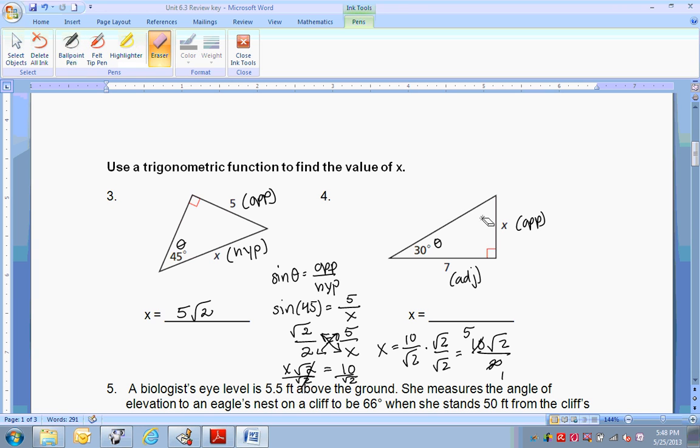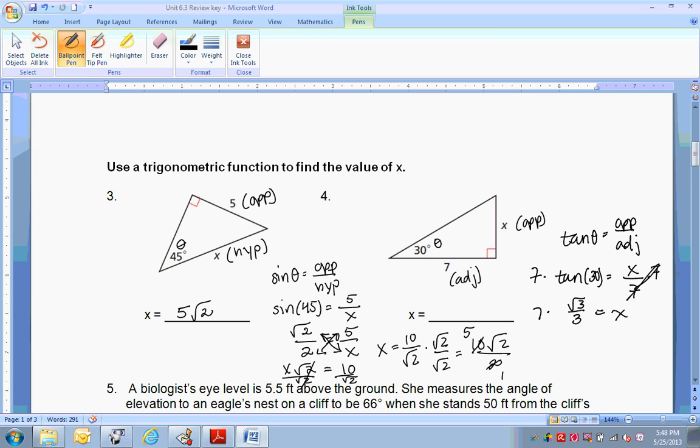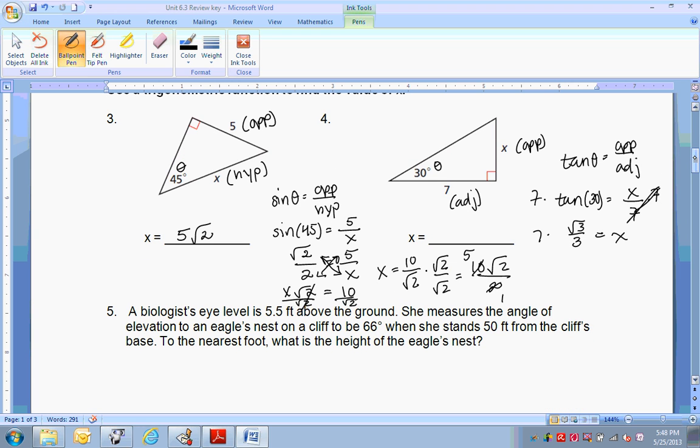So, they've given us our opposite and adjacent, so I'm going to use tangent, because tangent of theta equals opposite over adjacent. So tan of 30 equals x over 7. So then I multiply both sides by 7. So 7 times tangent of 30, which we know is the square root of 3 over 3, equals x. And remember, I found what tangent of 30 is by looking at my unit circle. So x equals 7 times the square root of 3 over 3.